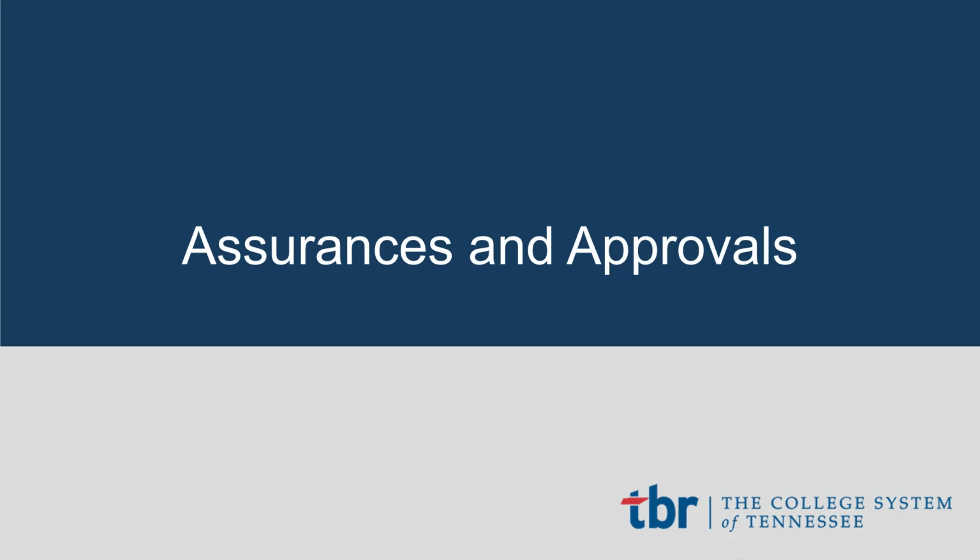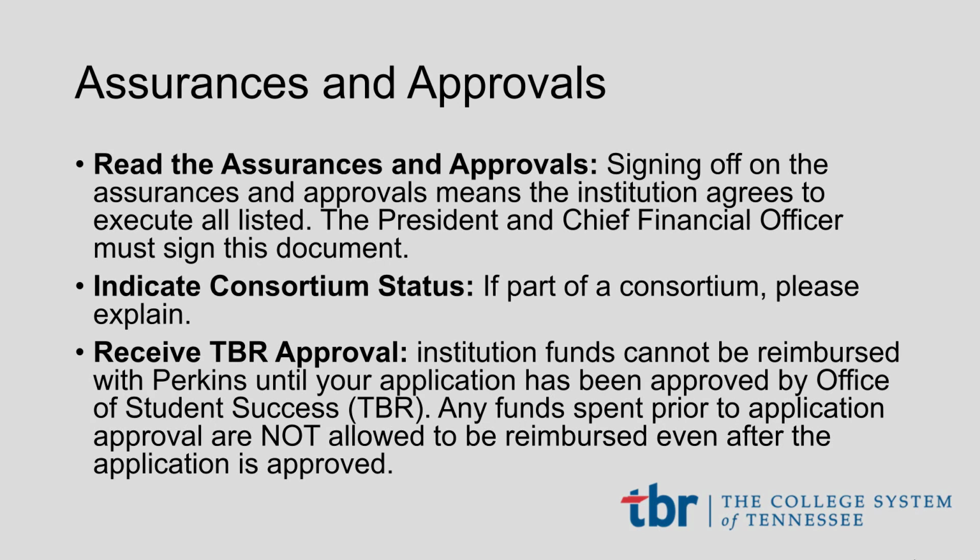Assurances and approvals. Read the assurances and approvals. Signing off on the assurances and approvals means the institution agrees to execute all listed. The President and Chief Financial Officer must sign this document. Indicate consortium status. If part of a consortium, please explain.